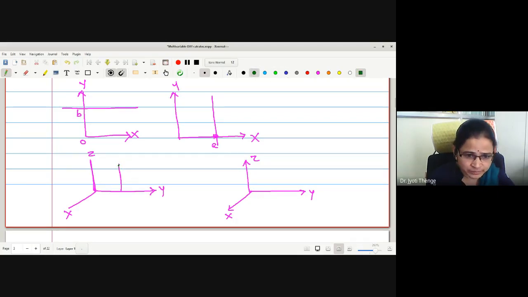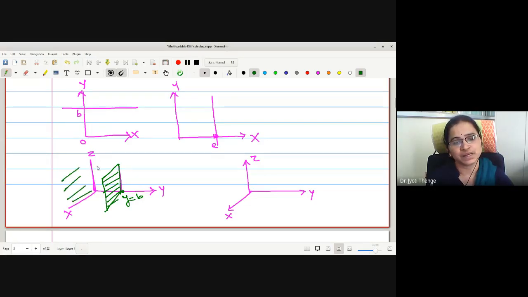Let's check. As I have already mentioned, I am very bad at drawing. You have to just adjust a little. This is the surface now, the plane, which cuts at y equal to b. This point is y equal to b. And this plane is parallel to your xz plane. This is your xz plane. No? This plane is parallel to your xz plane.